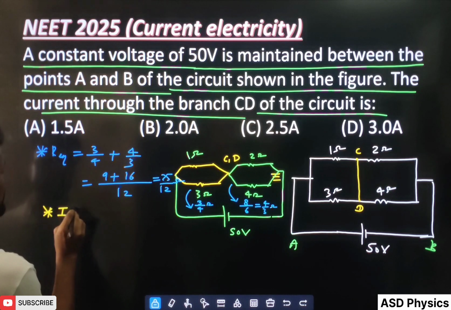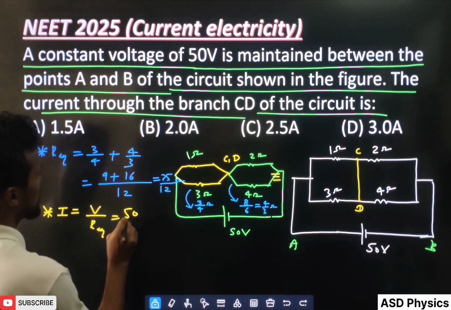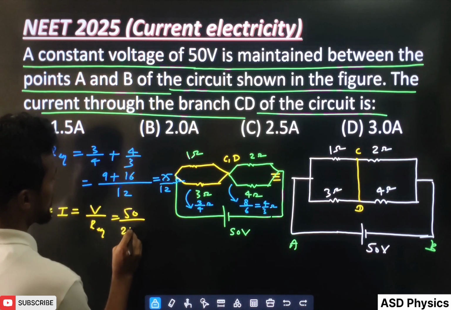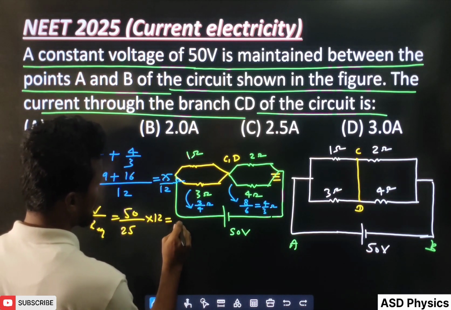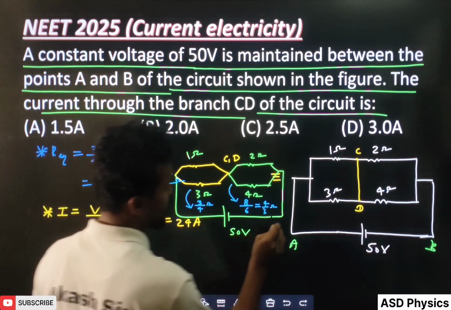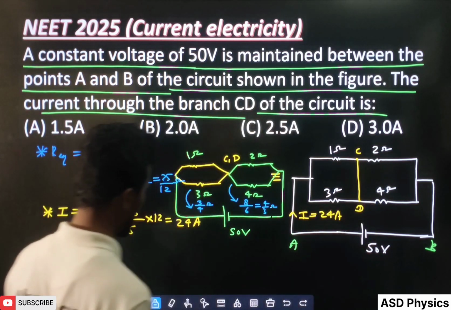How much current will come from the battery? From the battery current will come V by R equivalent. V how much here? 50. And here how much? 25 by 12 into 12. So it will become here what? 24 ampere. How much current is coming from here? I. Remember that 24 ampere is coming from the battery.